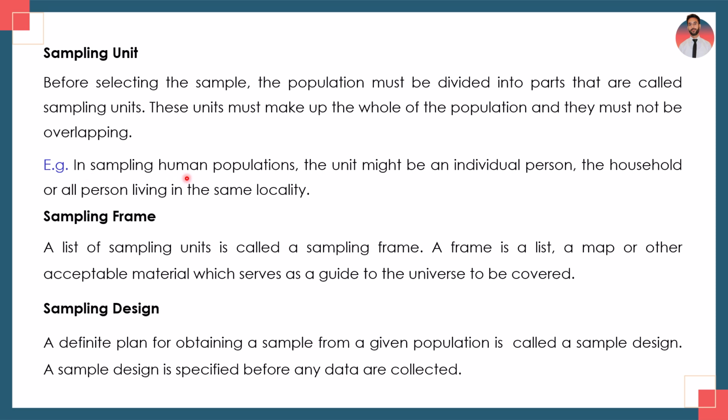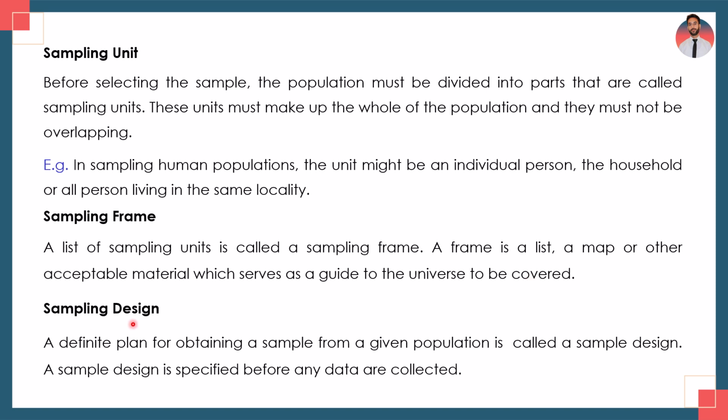For example, in sampling a human population, the unit might be an individual person, the household, or all persons living in the same locality. These are examples for the human population. Sampling frame: a list of sampling units is called a sampling frame. A frame is a list or map or other acceptable material which serves as a guide to the universe to be covered. So the complete list of all the sampling units is called the sampling frame.